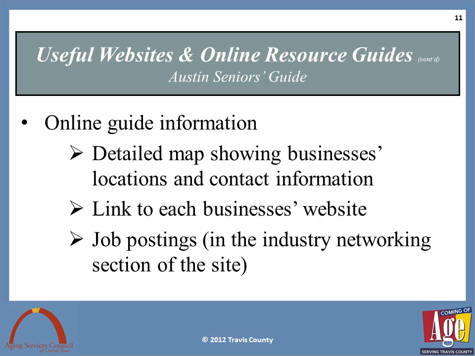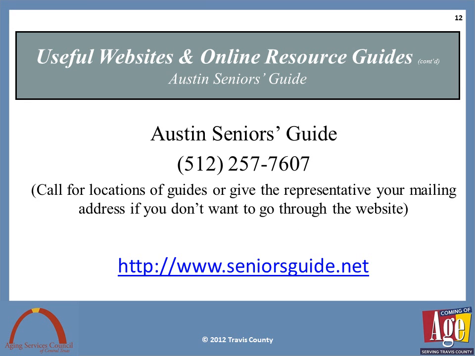Now, the online option is a little different than the hard copy option. And really the difference is that the online option can be updated more frequently. So it's going to be a more current version of the Austin Seniors Guide that's produced annually. And so the online guide is going to have a detailed map showing where each business is located and their contact information, a link to their website. And then for those who are interested in a non-career, there's also job postings on the industry networking section of that site.